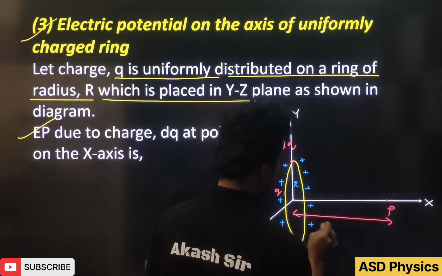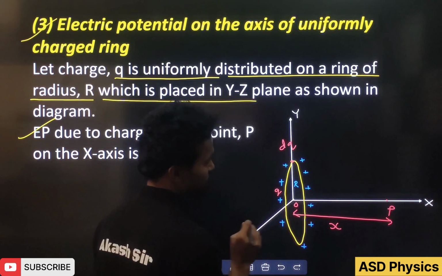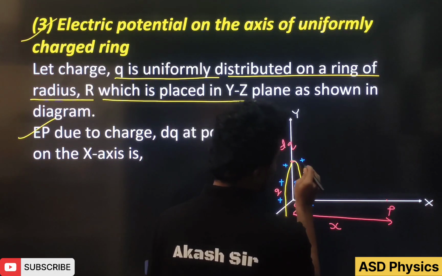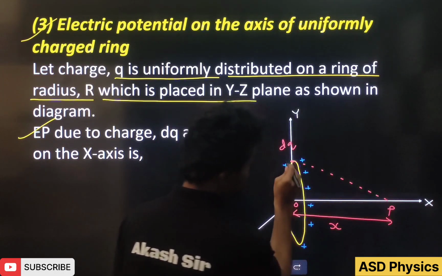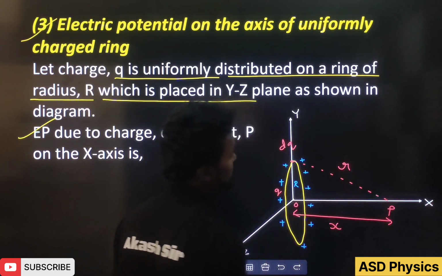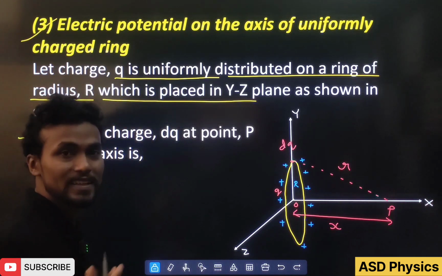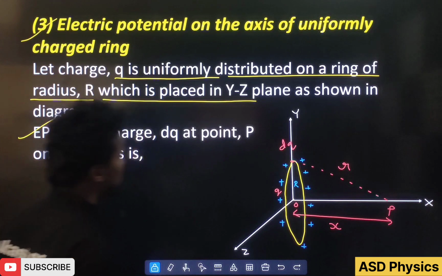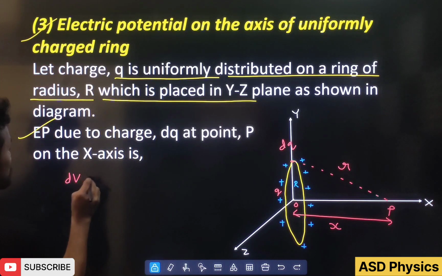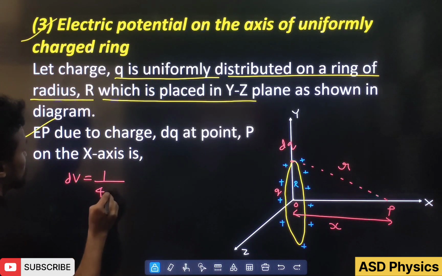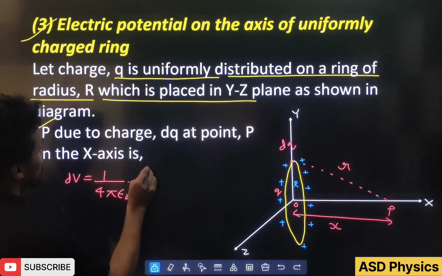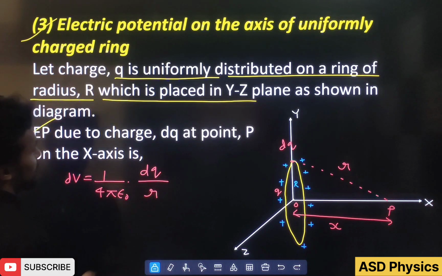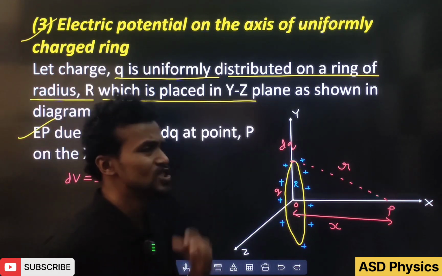And this distance is how much? x from the center. Okay. And students, this is R. And what is this? This is the charge. This is the observation point. This distance is how much? R. So you know very well electric potential is a scalar quantity. That means potential at point P due to charge dq is given by a very small potential dV equal to 1 by 4 pi epsilon naught into dq by R. Okay. Due to the charge dq.